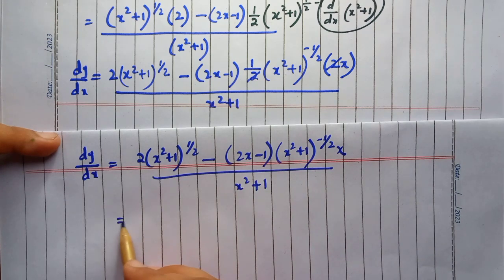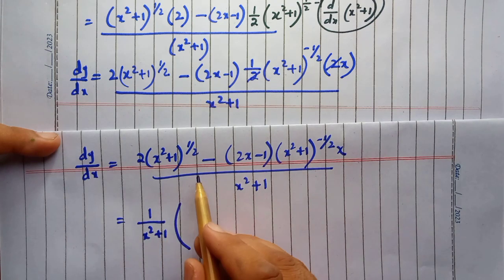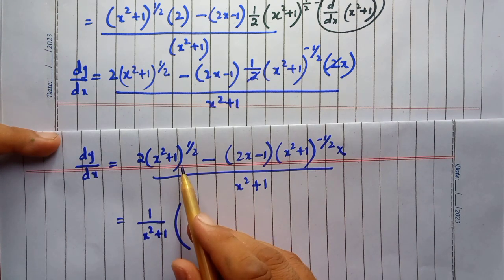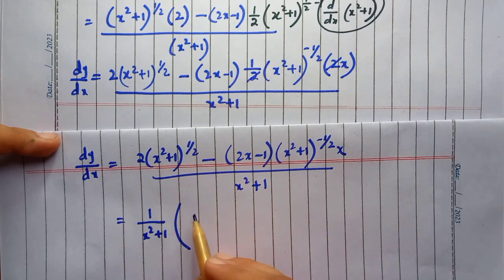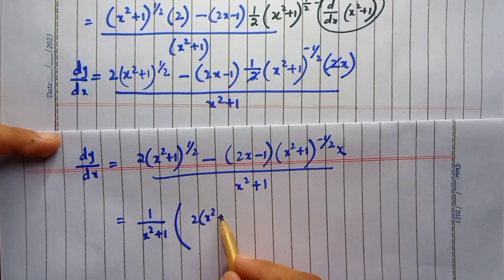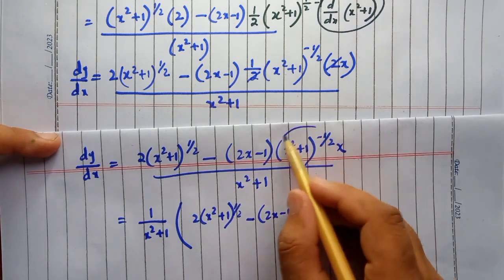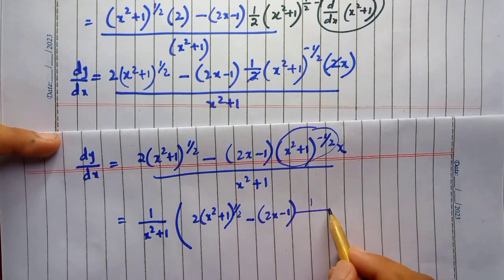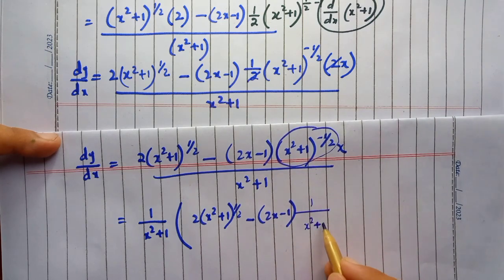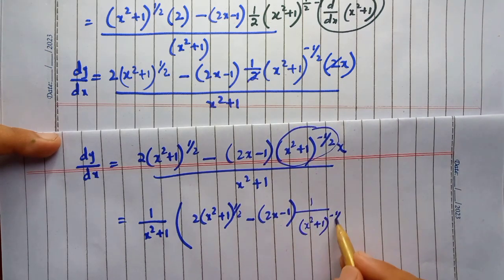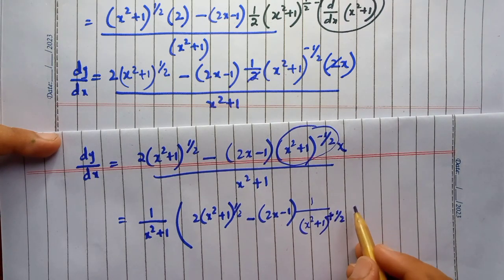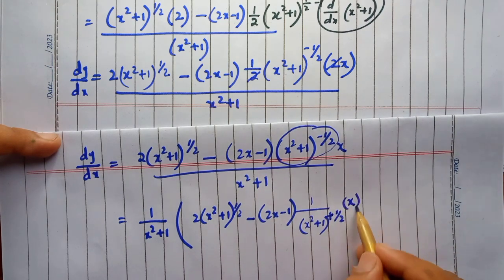So here we will write 1 over x square plus 1, and if we simplify these two expressions, we can write it as 2 times x square plus 1 raised to the power 1 over 2 minus 2x minus 1, and this is power minus 1 over 2, so in the denominator this will become x square plus 1 minus 1 over 2, positive 1 over 2, and the value of x.